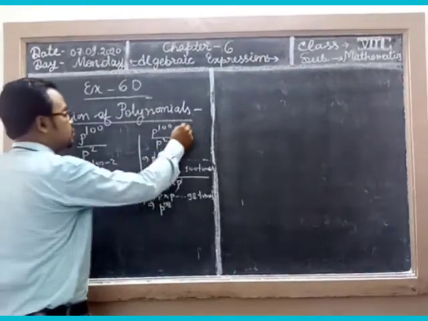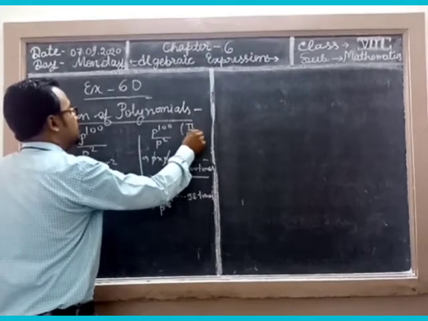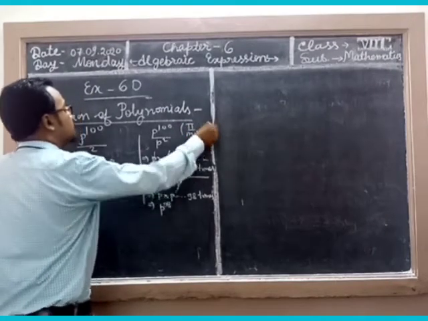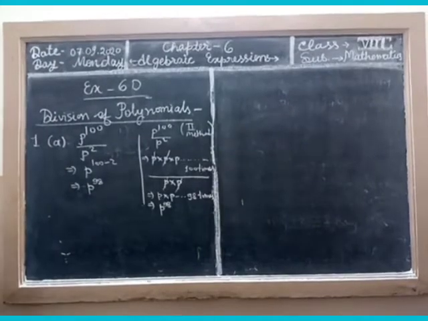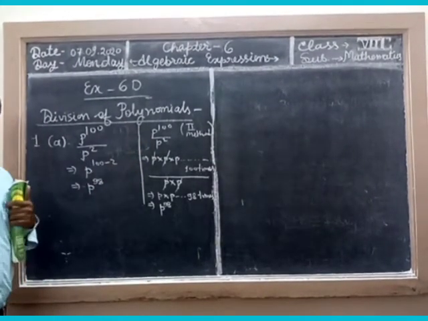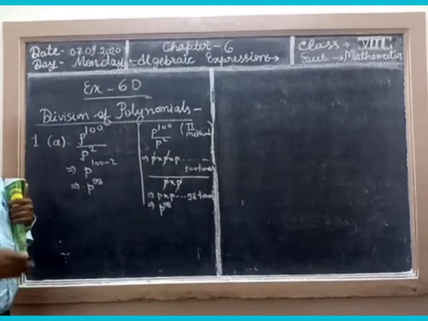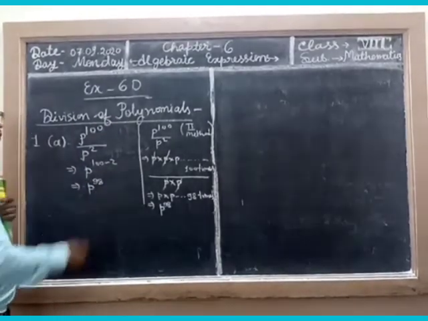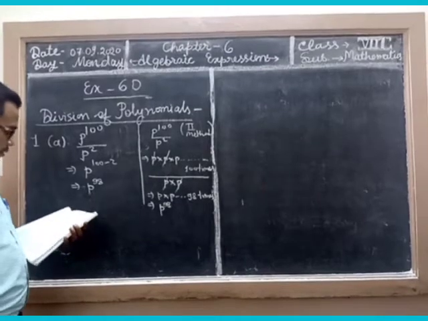So this is your second method. Clear? The first method is the exponent method and the second method is the expansion method. We expand p to the power 100 and p to the power 2. On solving, we get p to the power 98.